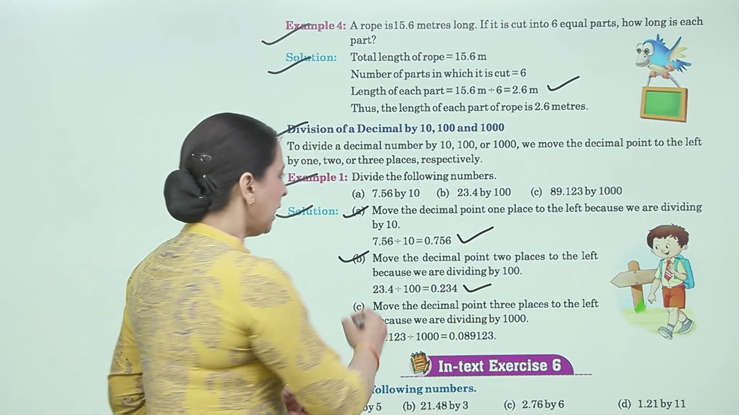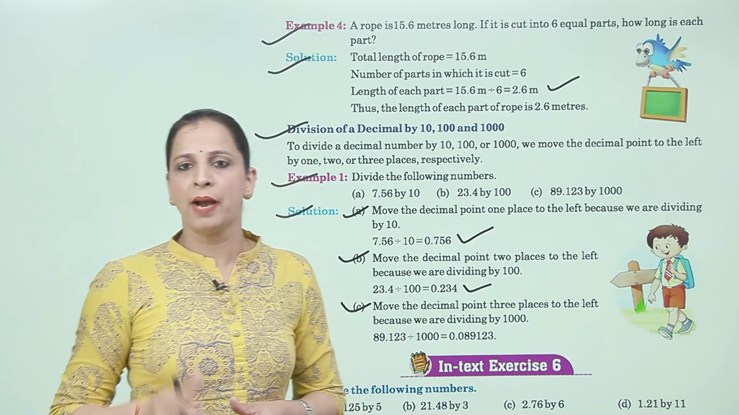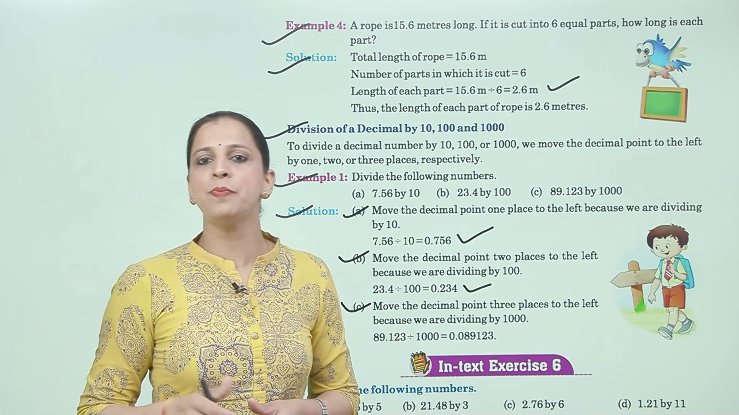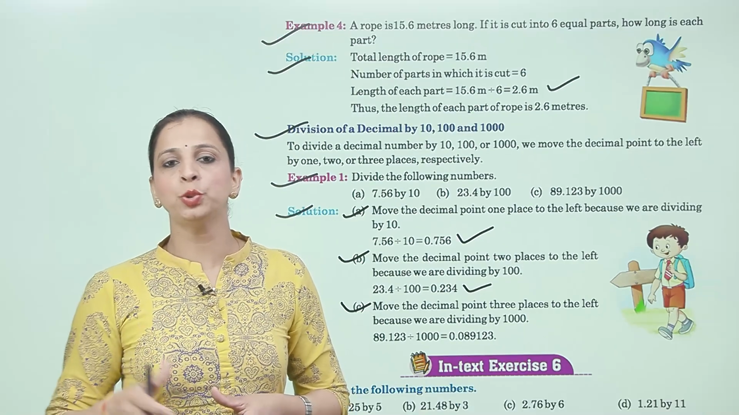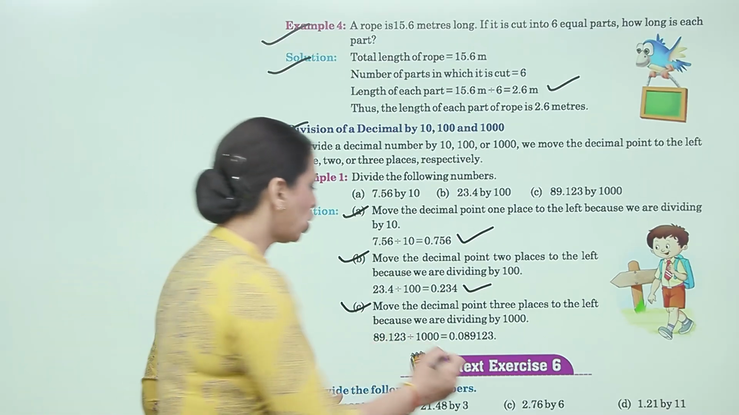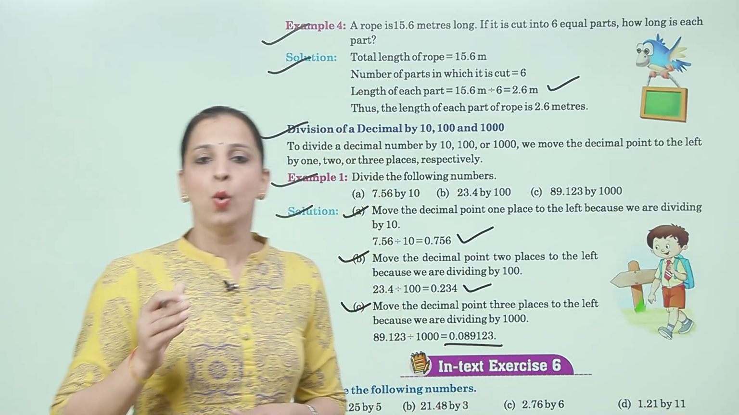Now C part, 89.123 by 1000. Move the decimal point 3 places to the left because we are dividing by 1000. 89.123 divided by 1000 becomes 0.089123.